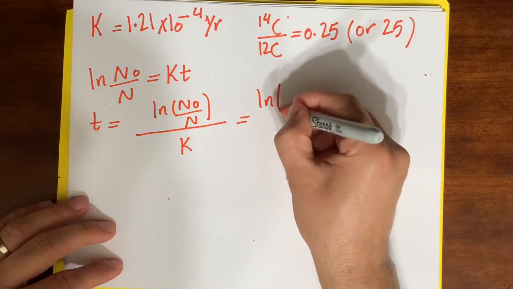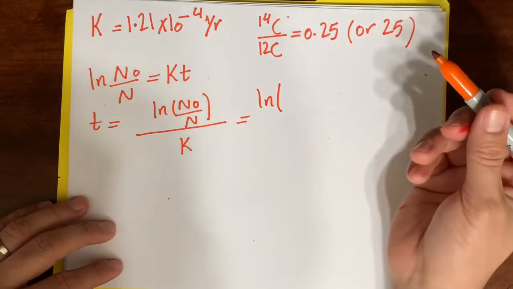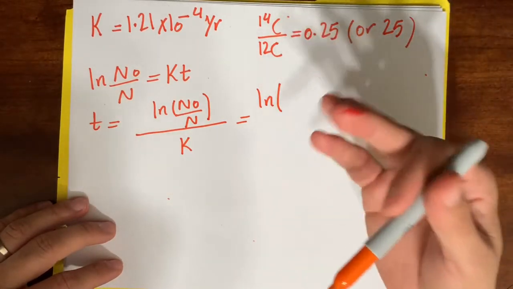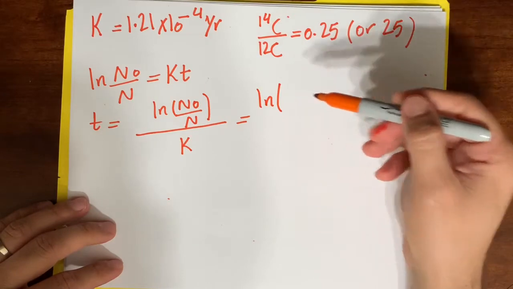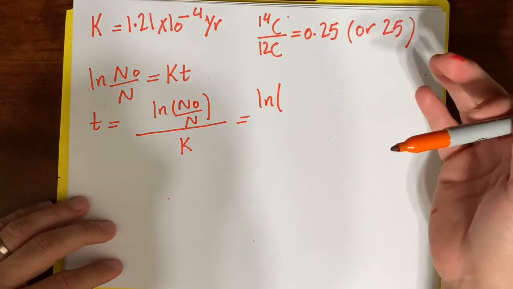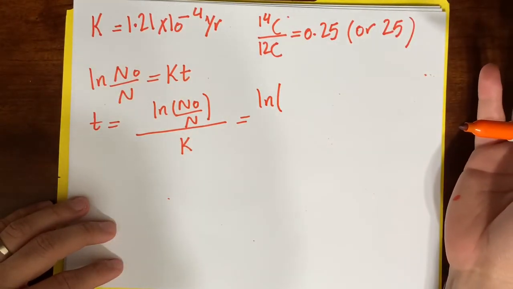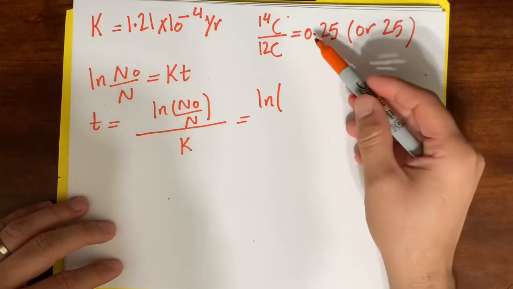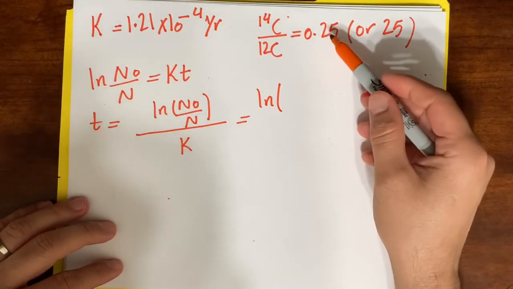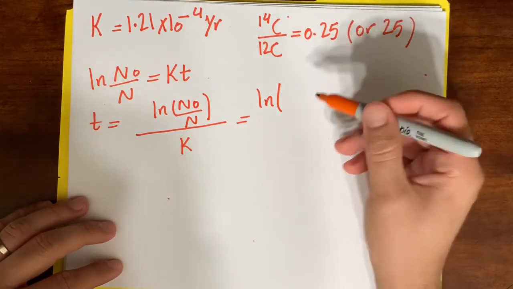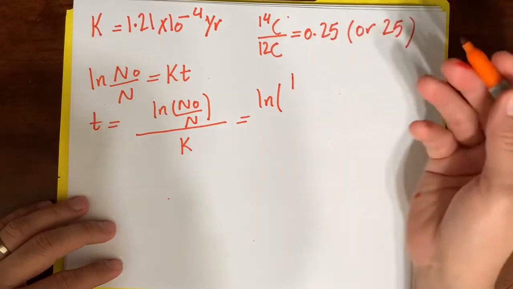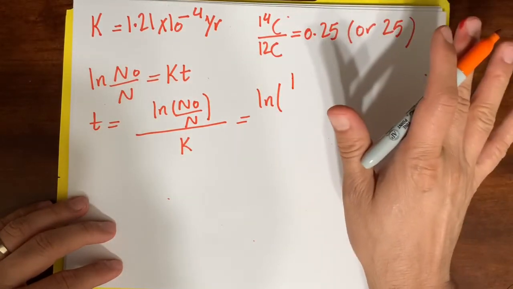Now, ln of N0 over N. What's the N0? If you started with 100%, right now it is 25%. Or if you started with 1, right now it is 0.25. So the ratio at the beginning was either 1 or 100. It doesn't matter which one you are using.